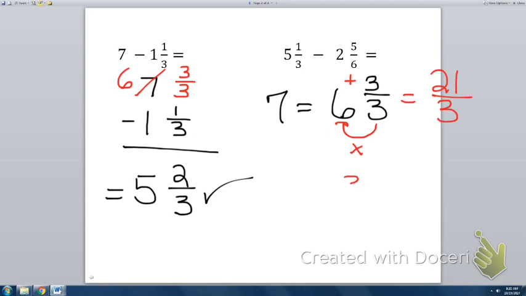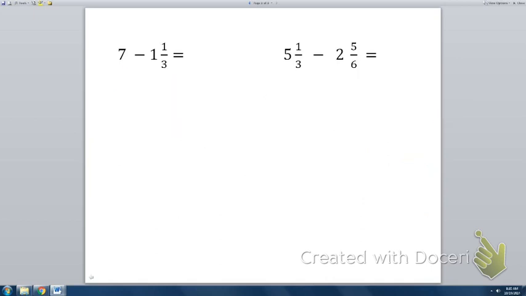And 21 divided by 3 is 7, because 7 times 3 is 21. So 6 3/3 is actually equivalent to 7 wholes. Okay, so borrowing is fun.